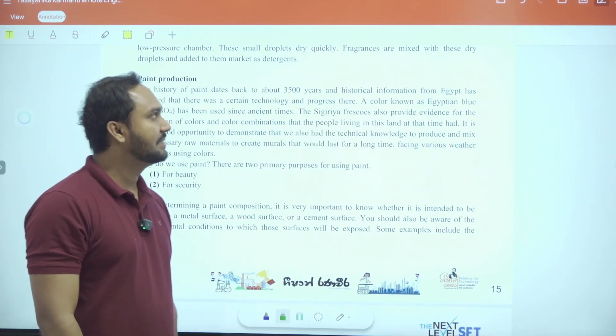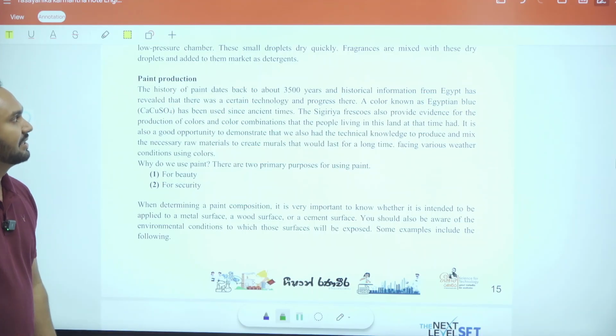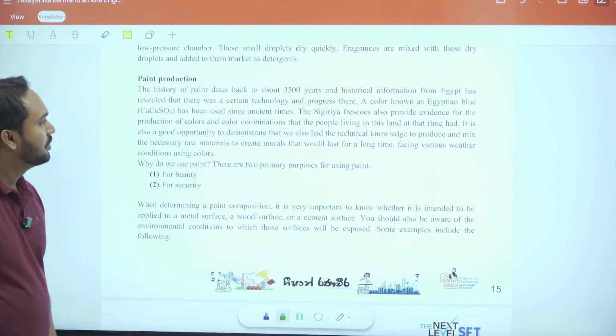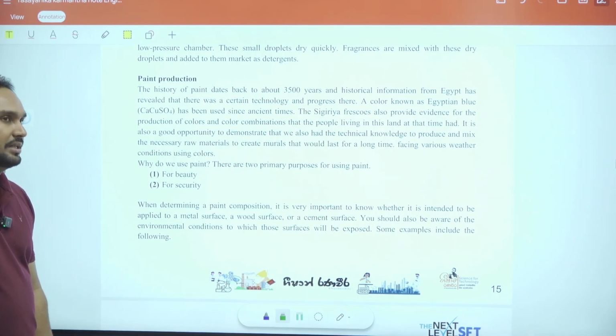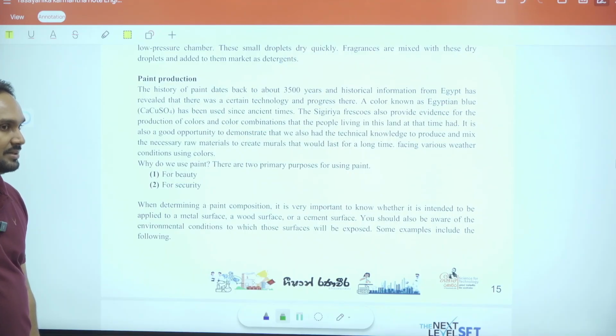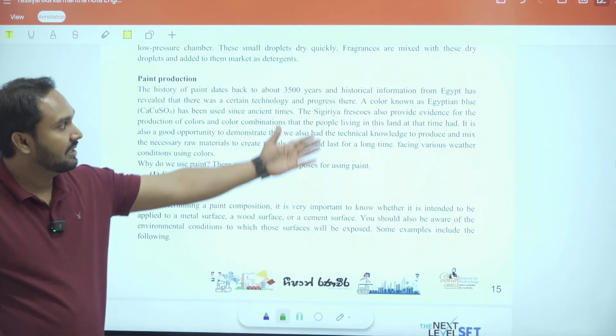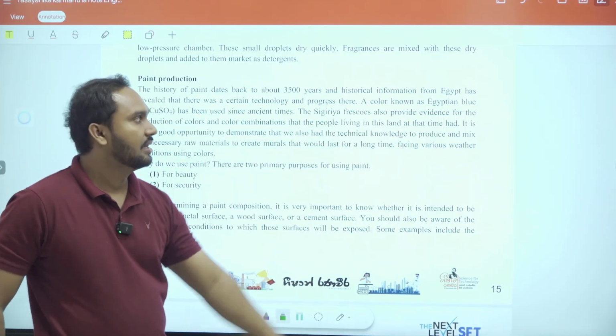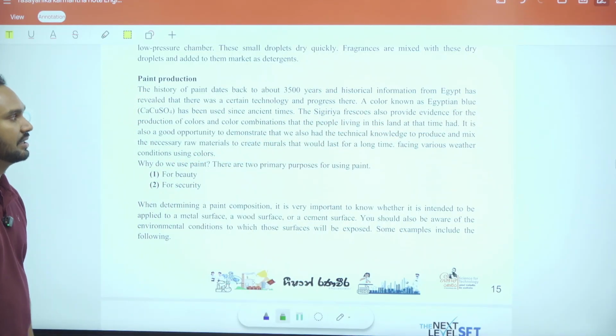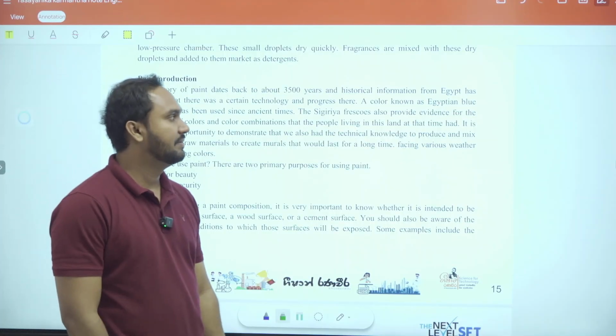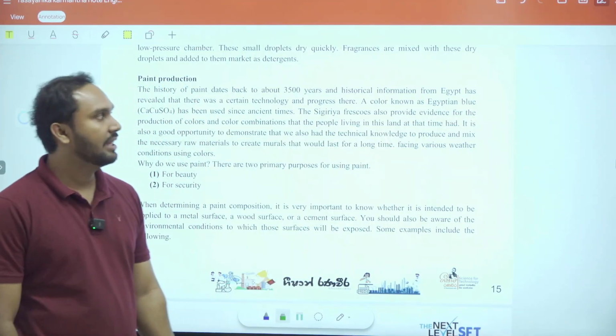Historical information from Egypt has revealed that there was a certain technology and progress there. A color known as Egyptian blue. Yeah, the turquoise color. Turquoise has a blue color. I think that is the color. Now, calcium copper silicate has been used since ancient times. The Sigiriya frescoes also provide evidence for the production of colors and color combinations that the people living on this island at that time had.